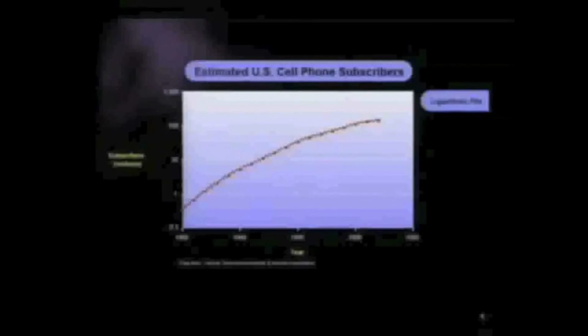Cell phones were adopted in about 8 years. If you put different communication technologies on this logarithmic graph, television, radio, telephone were adopted in decades. Recent technologies like the PC, the web, cell phones were under a decade.